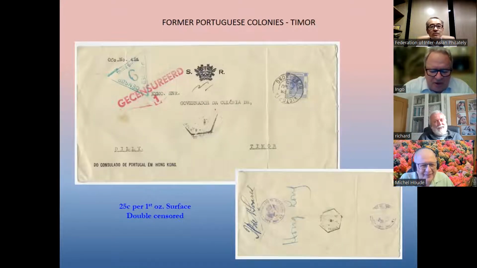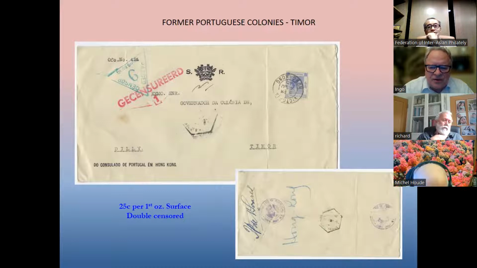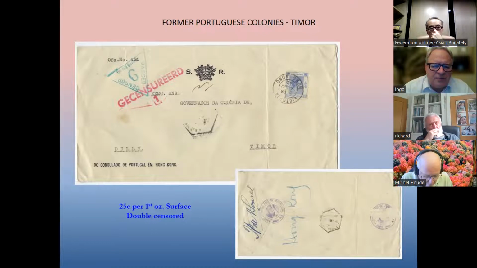Okay, another former Portuguese colony is Timor. That's a pretty scarce destination to find, and I was lucky to get this a long time ago from a John Bull sale in the old days of John Bull, when George was still around. And this is a double censored item. It got censored in Hong Kong, 1940, and then it got censored in the Dutch East Indies with that gecensureerd one marking. And it's consular mail. It went from the Consulate General of Portugal in Hong Kong to Dili and Timor. There is a receiver. And single rate, 25 cents per first ounce surface. Just a nice destination. Nothing else that exciting about that cover.